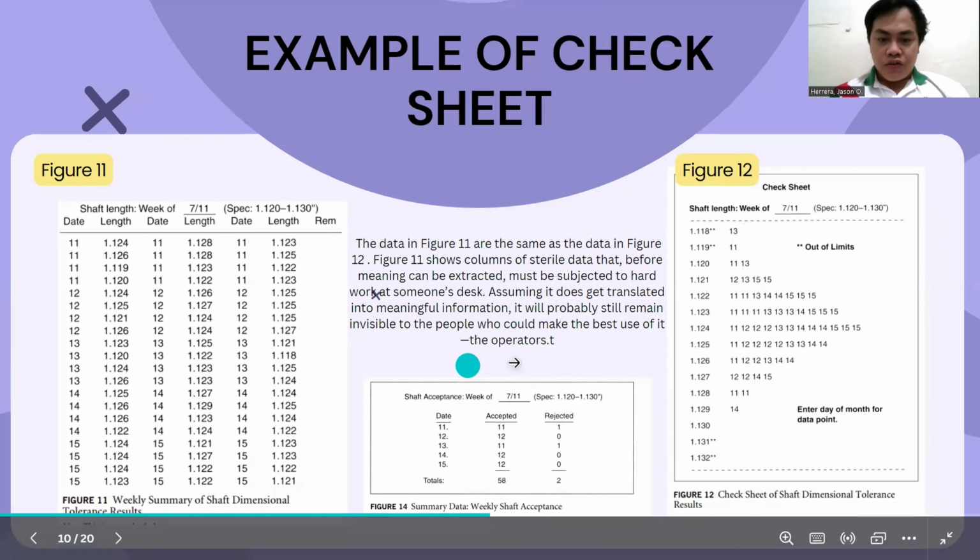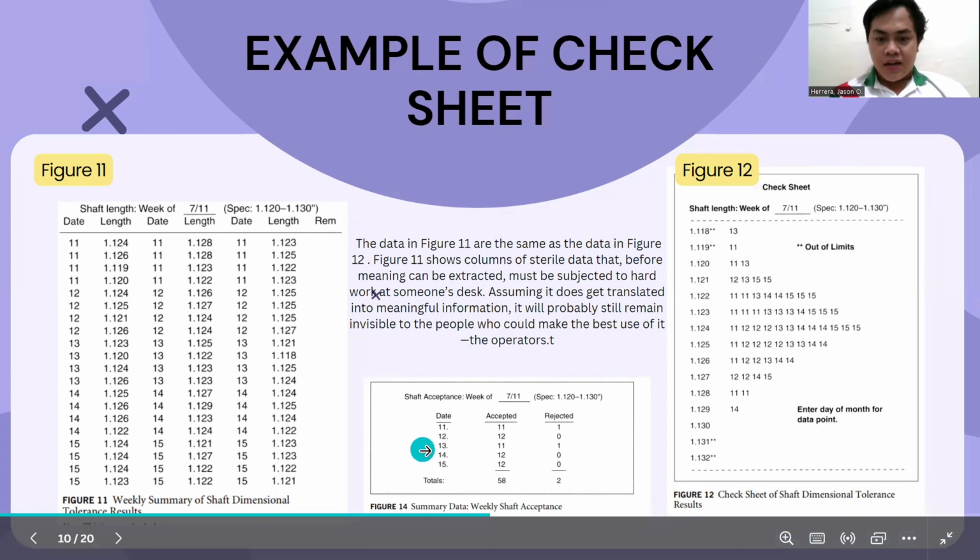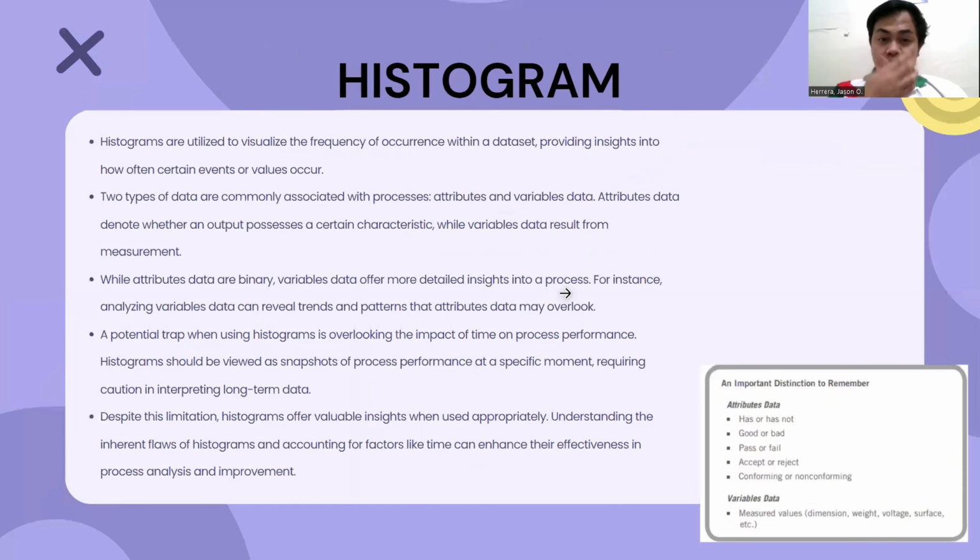And you can see here in Figure 14, shaft acceptance: 11 accepted, but one is rejected. As you can see here, one is rejected. Figure 13 also has 11 accepted and one rejected, as you can see in Figure 12. Okay, next, the histogram.